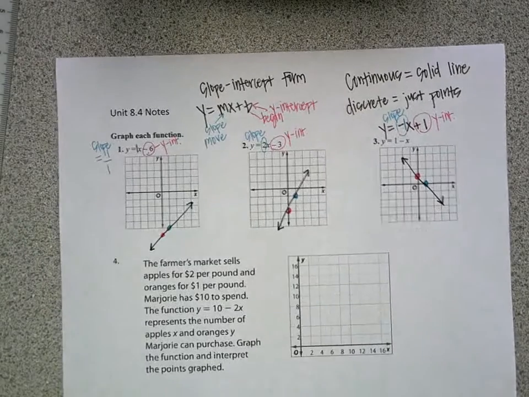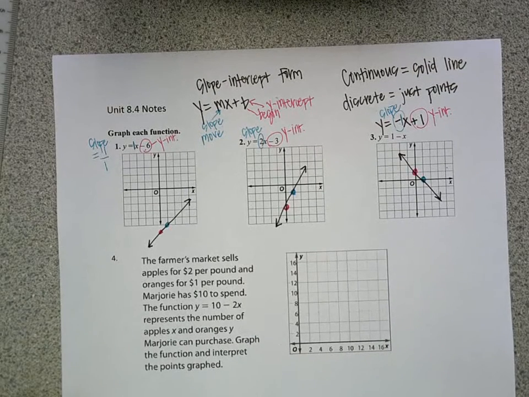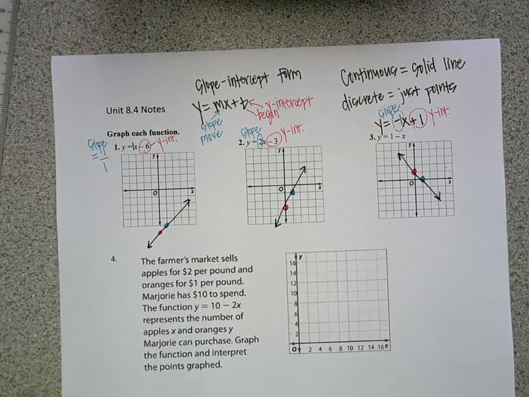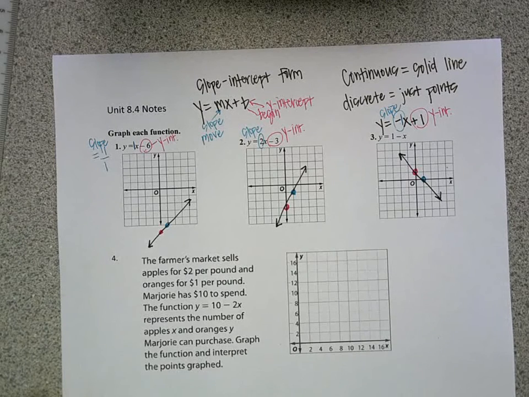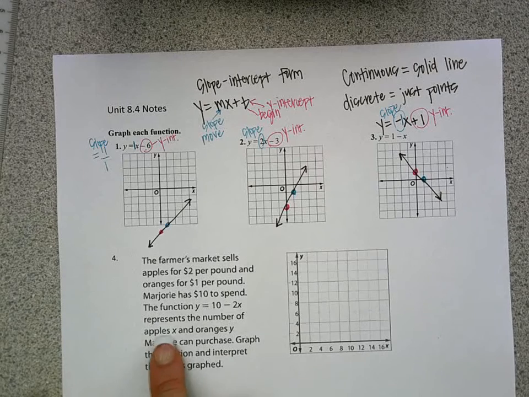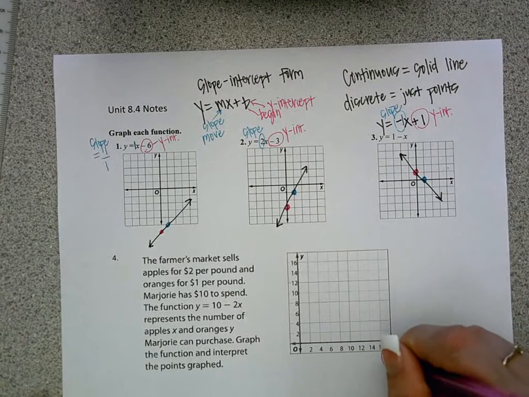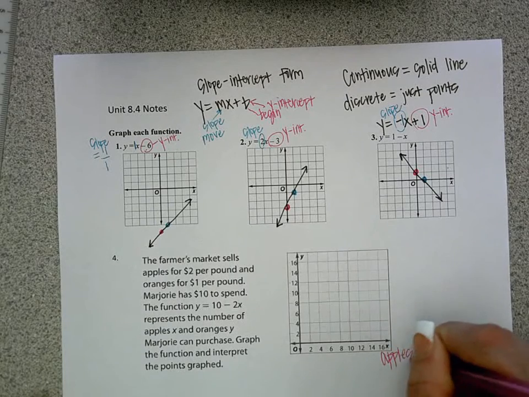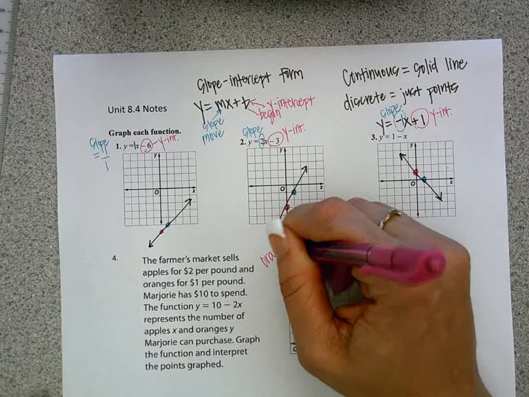Okay, the next one, for number 4, it says the farmer's market sells apples for $2 per pound and oranges for $1 per pound. Marjorie has $10 to spend. The function y equals 10 minus 2x represents the number of apples x and oranges y Marjorie can purchase. Graph the function and interpret the points graphed. So it's telling you that apples is the x, the number of apples she can buy. The y is the number of oranges she can buy.